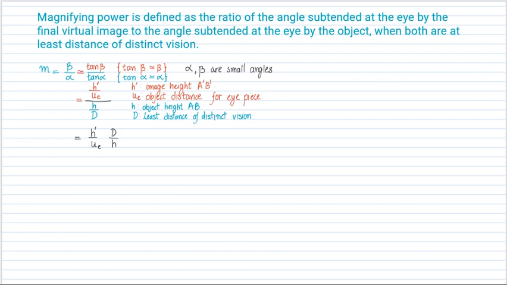Fine, I can simplify it further. Okay, so if I simplify it further, I can write down this one as H dash upon H and D upon UE. Fine. Now, if you remember, I've okay.